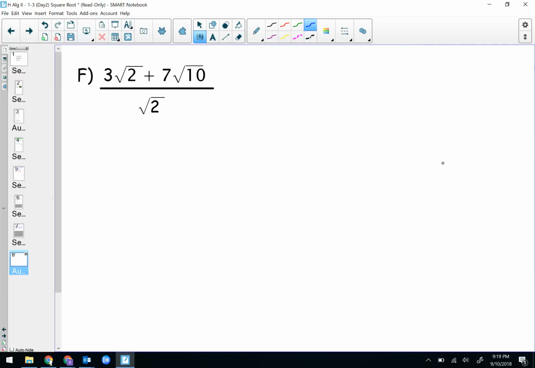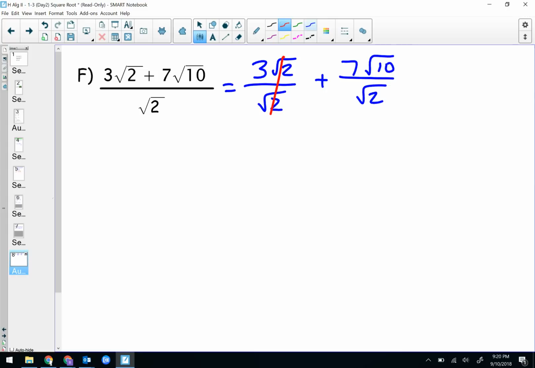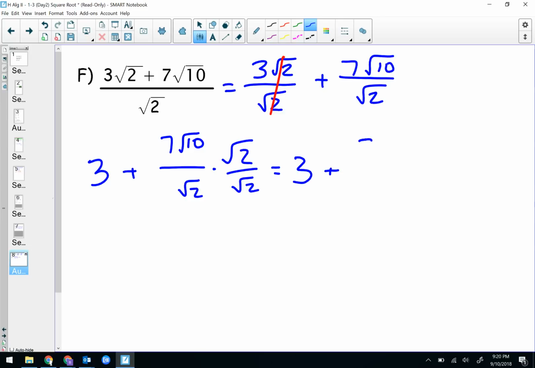Okay, here's the solution. So I'm going to do the exact same method that I did before. I'm going to take that denominator and give it to both parts in the numerator. Why do I do that? Because, boom. So this means I've got a 3 plus 7 radical 10 over radical 2. Now look at my radicals there. I can now rationalize with radical 2. So this gives me a 3 plus 7 radical 20. Oops, that's a 20 over 2.